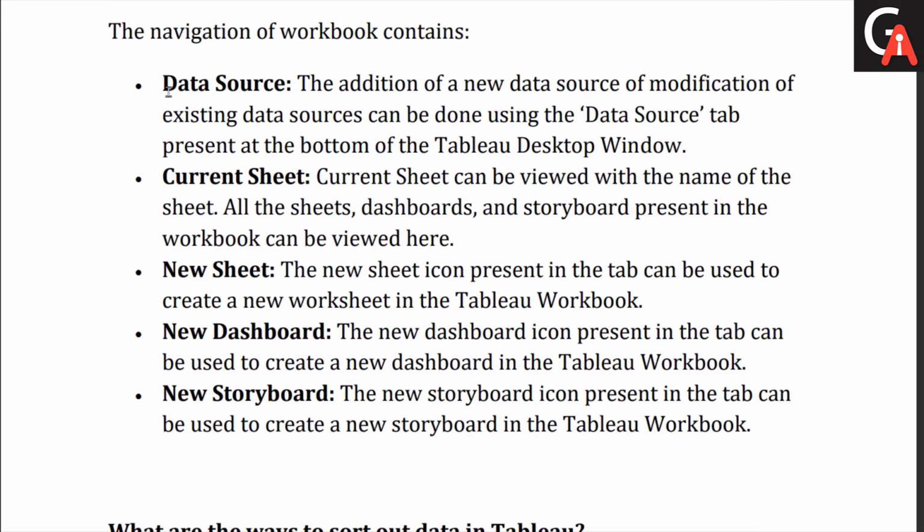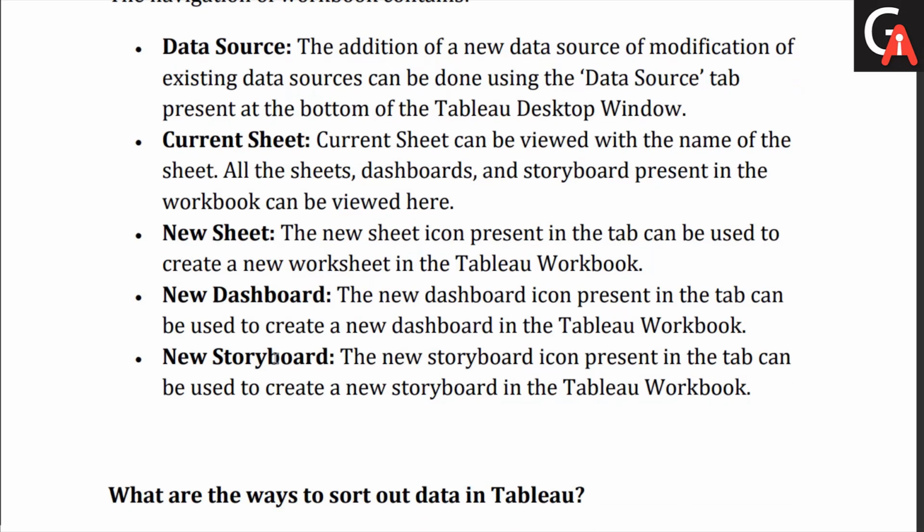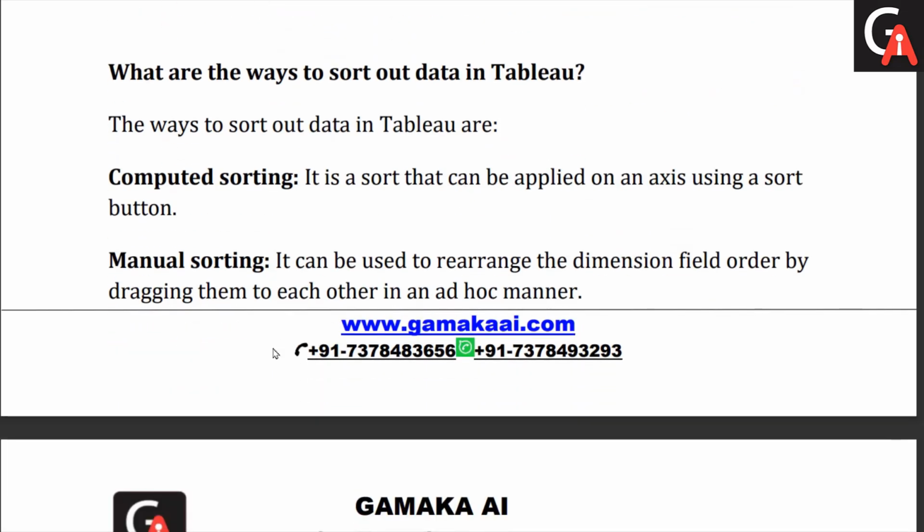Okay, next question we have for the session, explain the Tableau navigation. So in the Tableau navigation we basically find the data source, current sheet, new dashboard and new storyboard, in which we can create something like a report, dashboard and storyboard, and there are various options with respect to that. Clear?